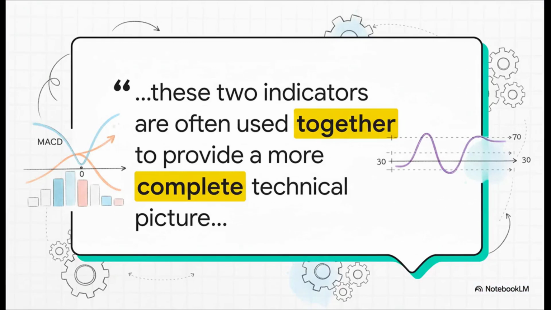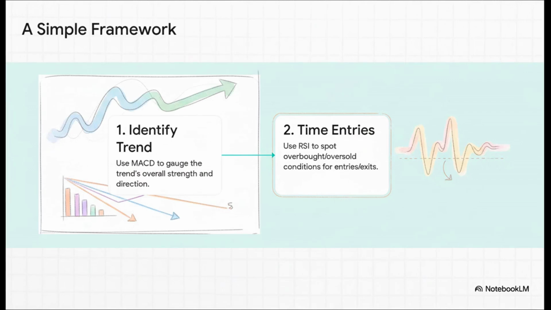And look, this is exactly how the pros think about it. They use these tools together to build a much deeper, more complete picture of what's happening. Each indicator has its strengths, and each has its weaknesses. Together, they help cover each other's blind spots. So how do you actually do that? Here's a really simple but powerful way to think about it.